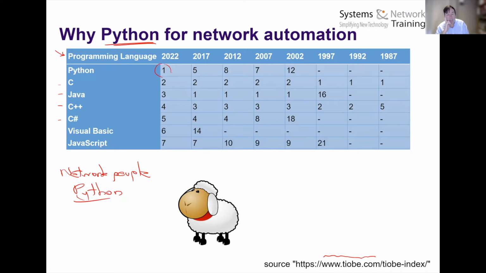Well, one reason is, according to these people, I'm not saying it's entirely accurate, but Python is the most popular programming language available in 2022, i.e. it's used by the most people, then C, then Java, etc. But the real reason that I would recommend using Python for network automation is be a sheep. What I mean is everybody else does. Not everyone, but most people use Python for network automation. So just follow the crowd. That's always the easiest way to go, I think.